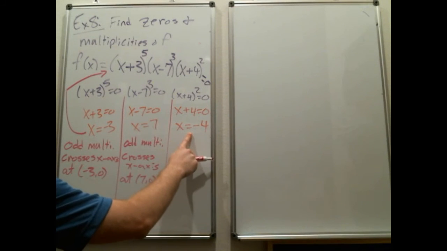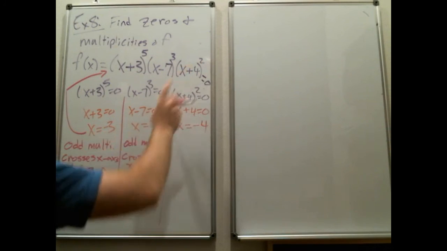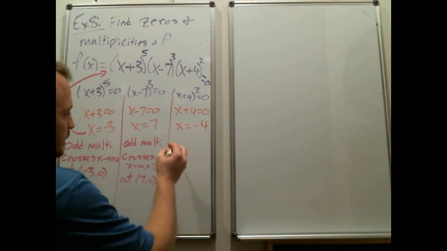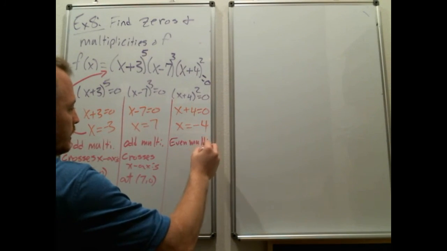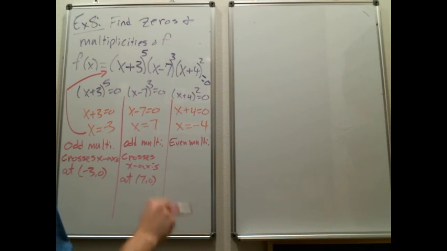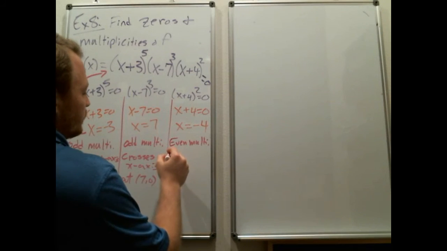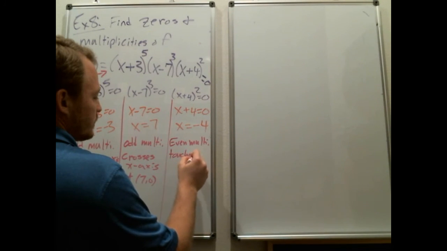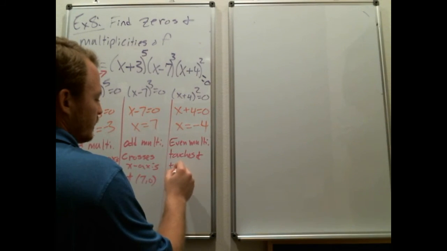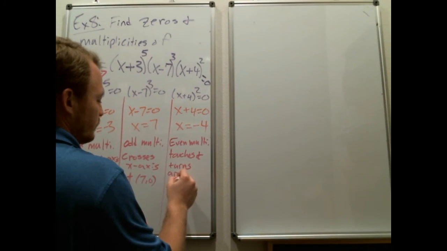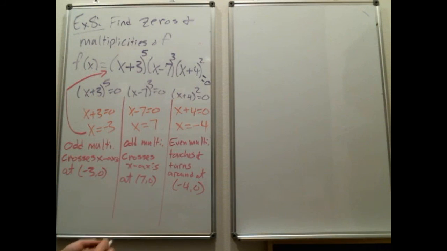Where did this x equals -4 originate from? It came from here. Its exponent is 2, which is even, so it's even multiplicity, which means it touches and turns around at that point, or it's tangent to. So either way you want to write it, I'll just do touches and turns around at -4, 0.